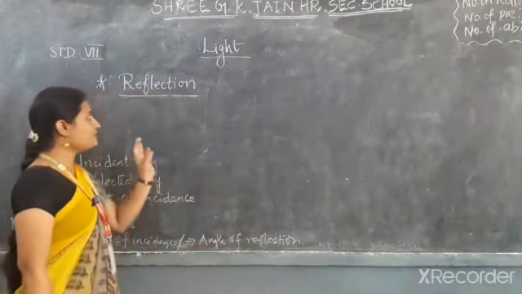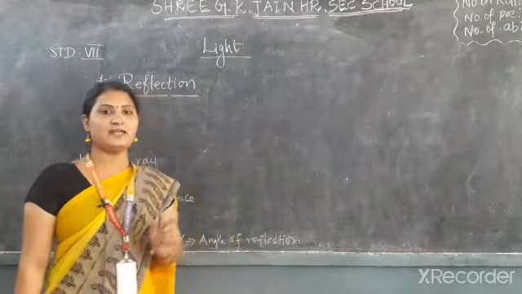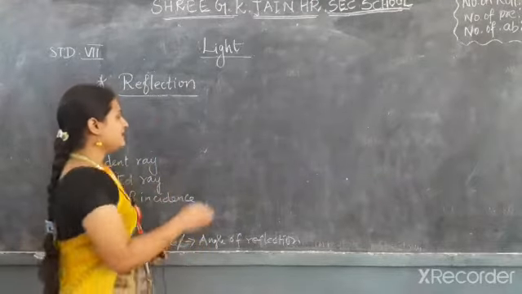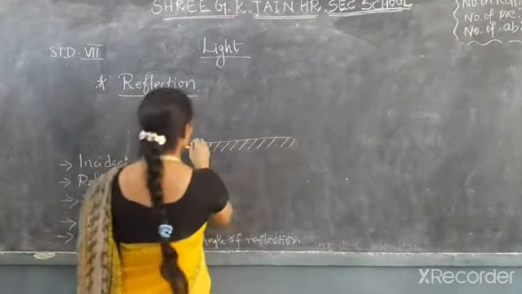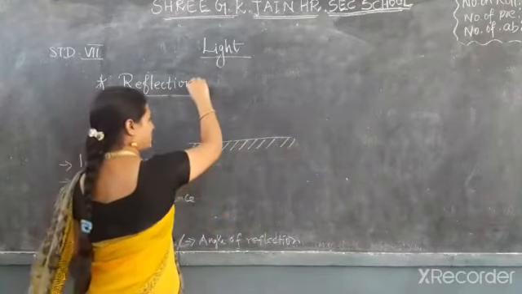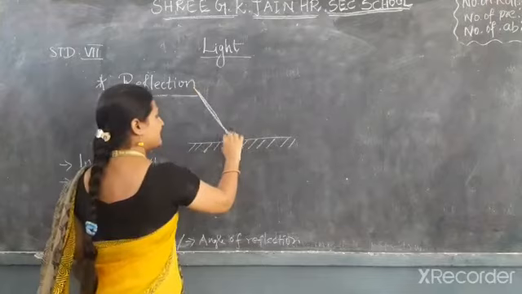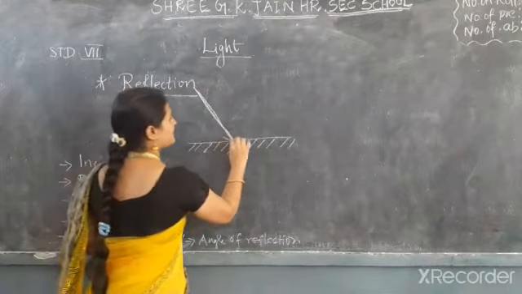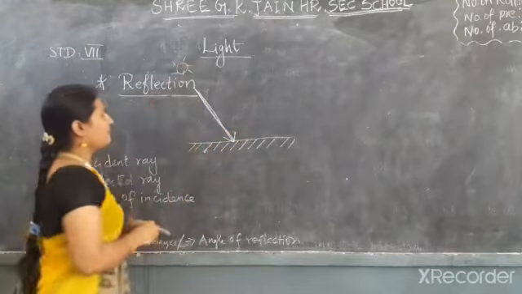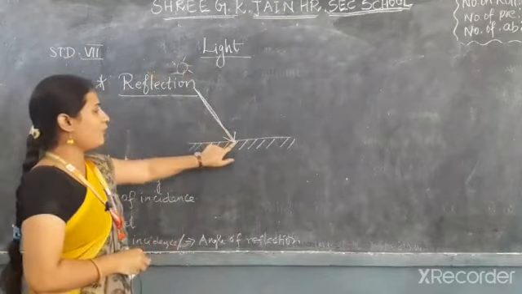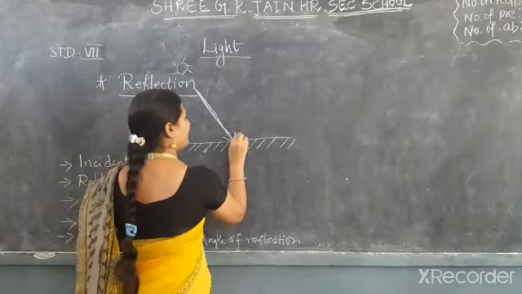So how does reflection take place when light falls on a polished surface? That is what we are going to see here. See, this is a polished surface. When the light comes from the source and falls on the surface, this is called an incident ray. If I take the sun, from the sun the light falls on the surface, and from there the light will be reflected back.